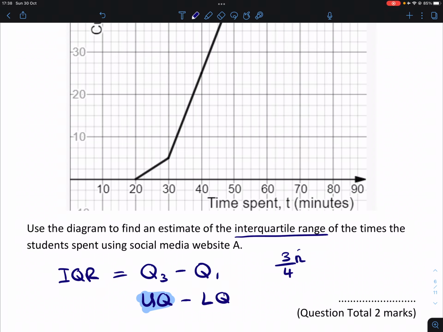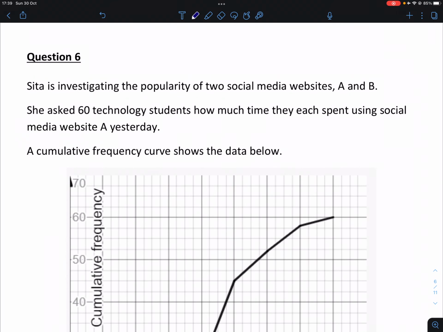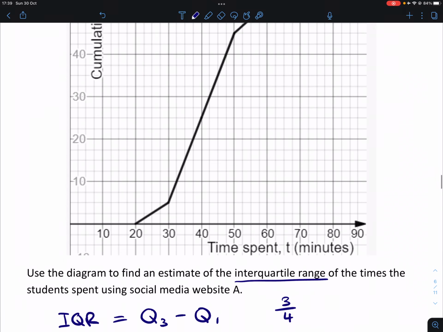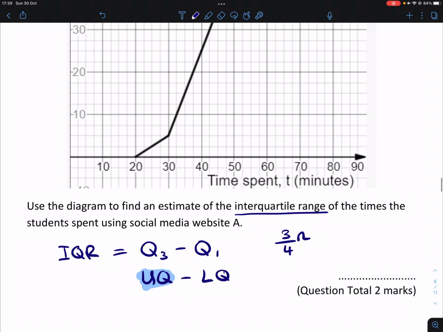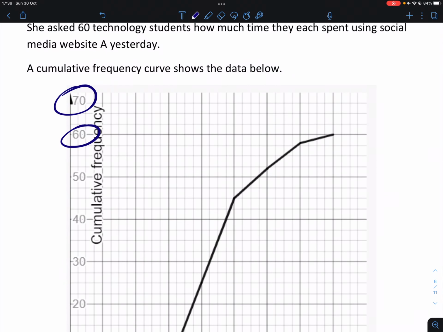I don't need to do this whole n plus 1 for now, because the data has come from, well, you don't see it here, but it's come from a cumulative frequency table. It's come from continuous data. We don't have individual actual values here. We have groups of values in terms of time spent. So we can just use n and multiply it by 3/4. For the lower quartile, we can use n and multiply it by 1/4 in order to find out where the lower quartile is. So with n being 60, not 70, as I've seen a lot of people do before.